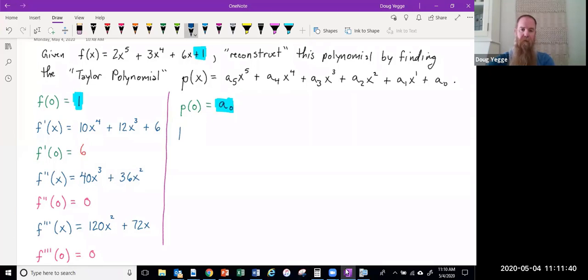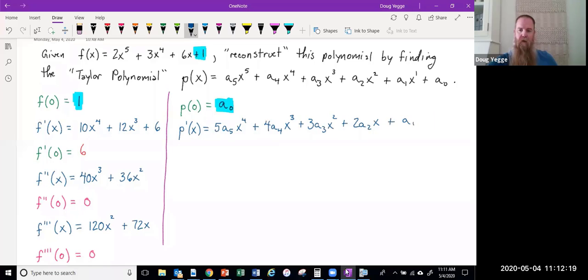So let's find p prime then. When I find p prime, notice that all I'm doing is bringing the power to the front and reducing the power by 1, right? So this gives us 5a5 x to the 4th plus 4a4 x to the 3rd plus 3a3 x squared plus 2a2 x plus a1.